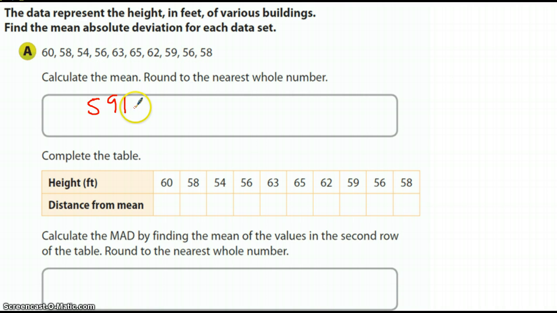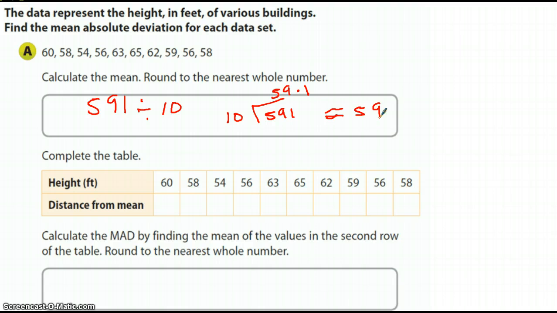So I'm going to divide 591 by 10. This looks like 10 divided into 591, and that's going to give me 59 with a remainder of 1, so 59.1. It tells us to round to the nearest whole number. So since 1 is less than 5, we will estimate this as 59.